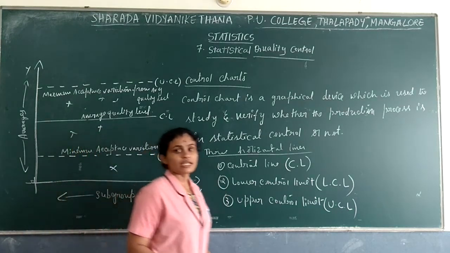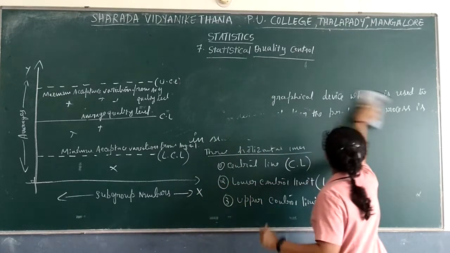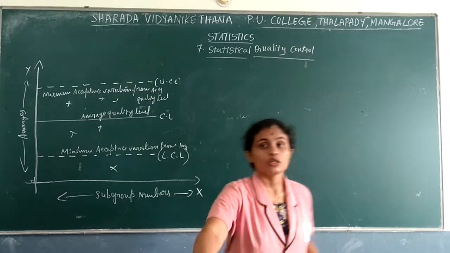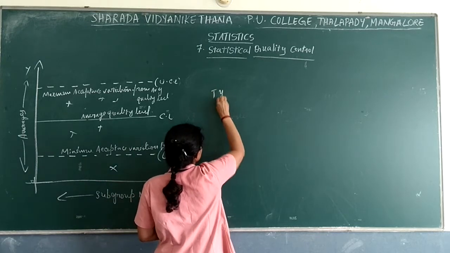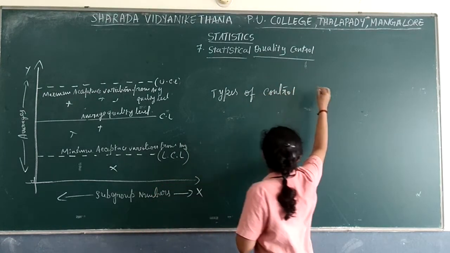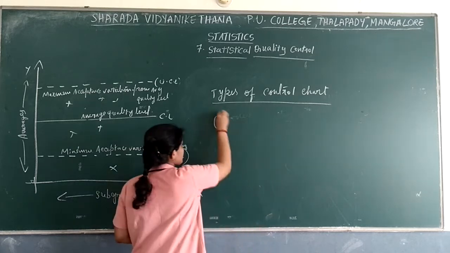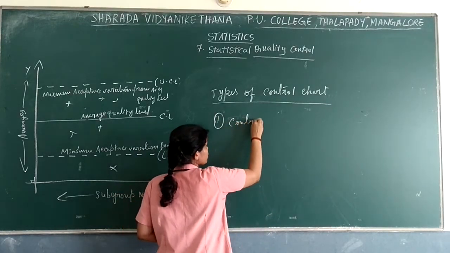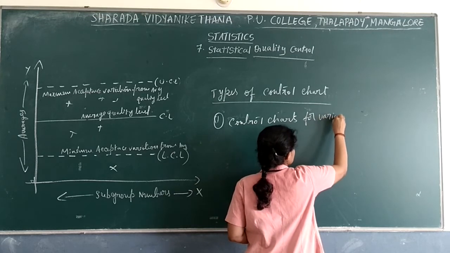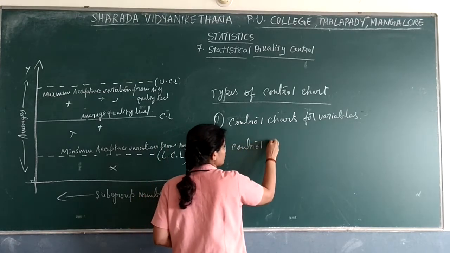And also, the control chart has two types. Types of control charts: there are two types. One is control charts for variables, and one more is control charts for attributes.